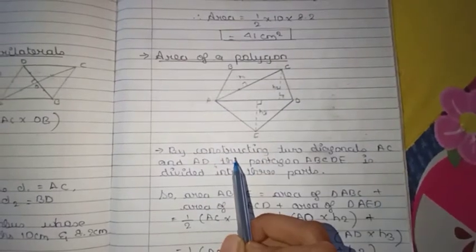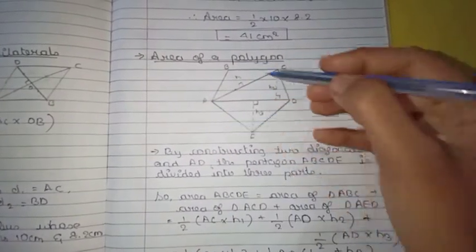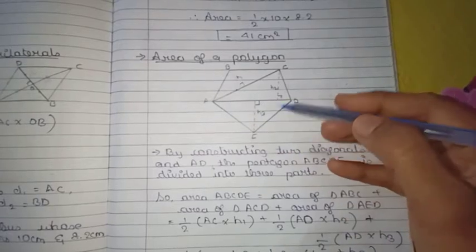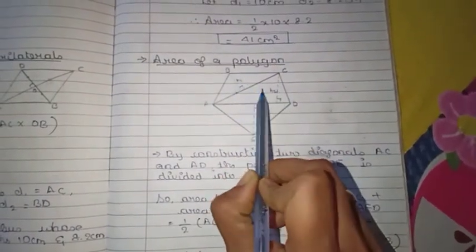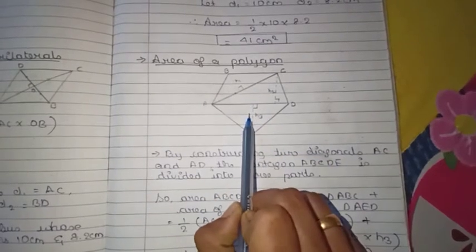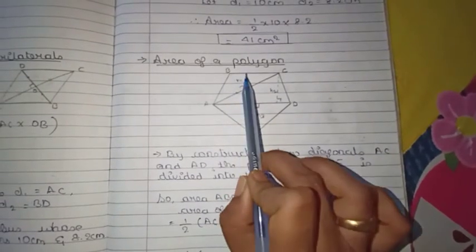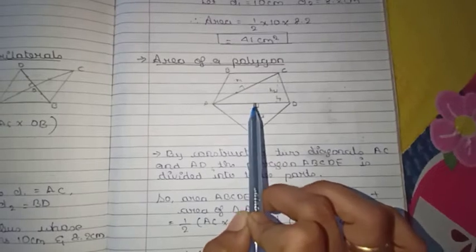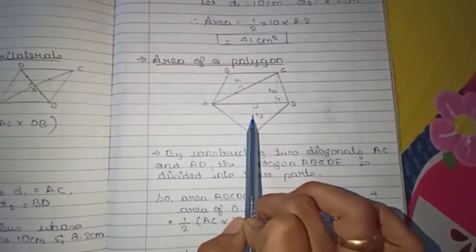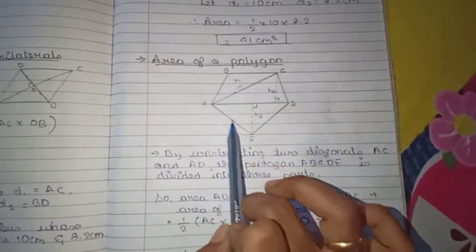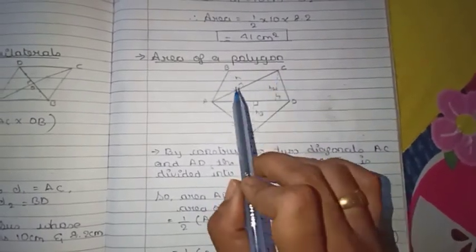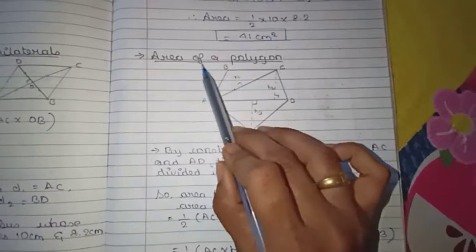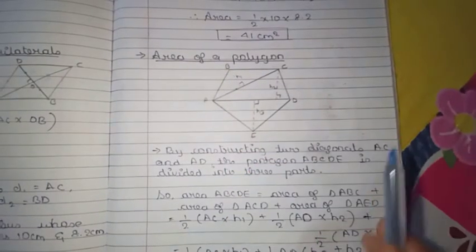Two diagonals, if I am drawing, I am able to divide this particular polygon, or pentagon, into three triangles, right? This is 1, 2 and 3. Now by finding out the area of each triangle and adding all these areas, we can get the area of this particular pentagon. So this is by splitting the figure to find out the area of any polygon.